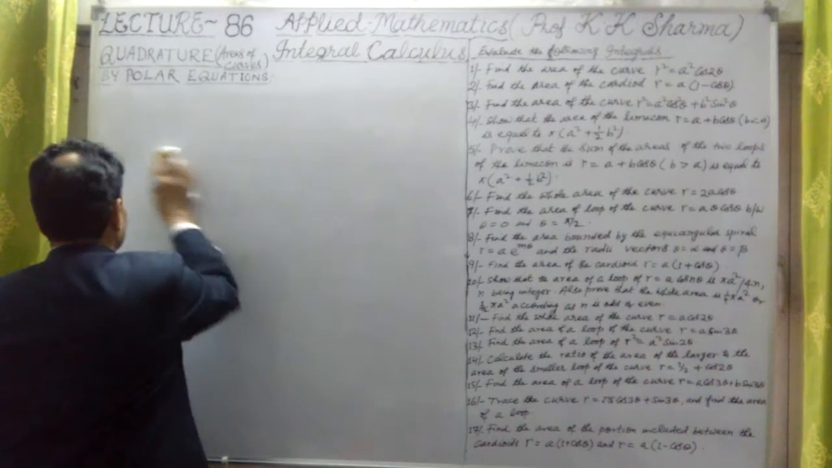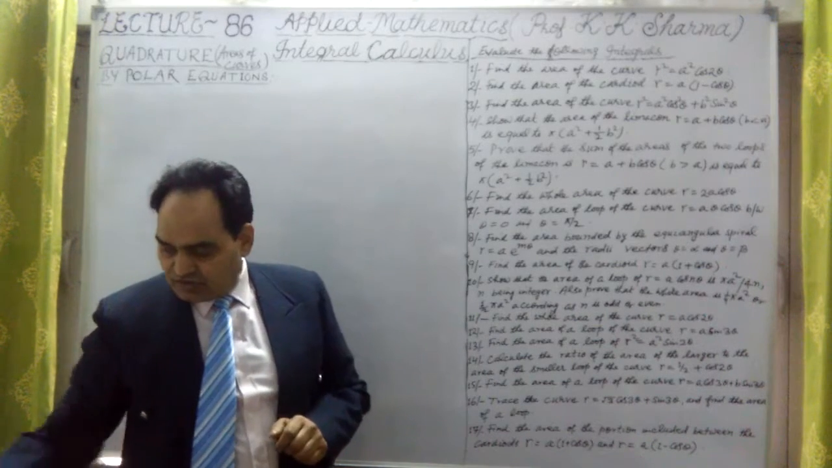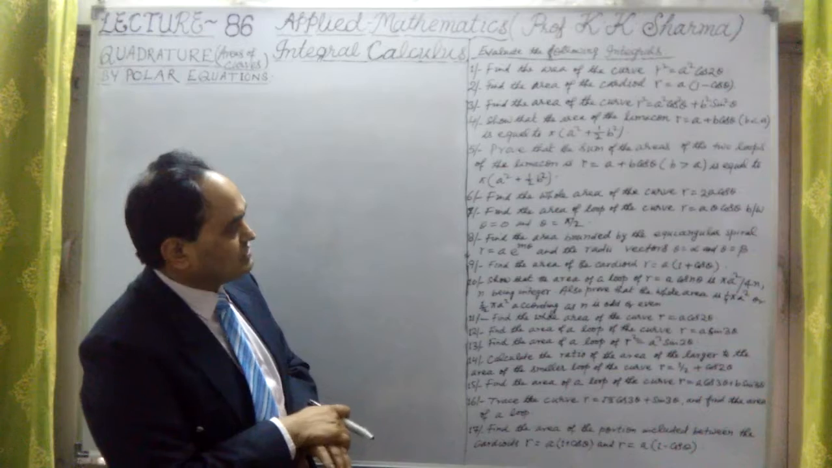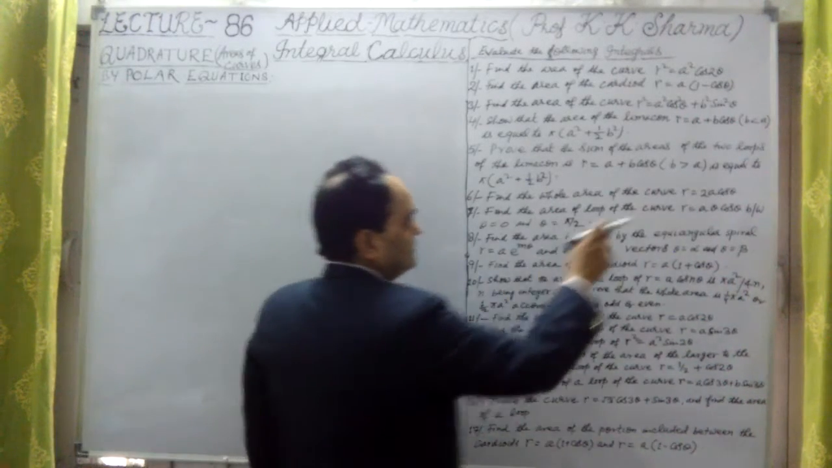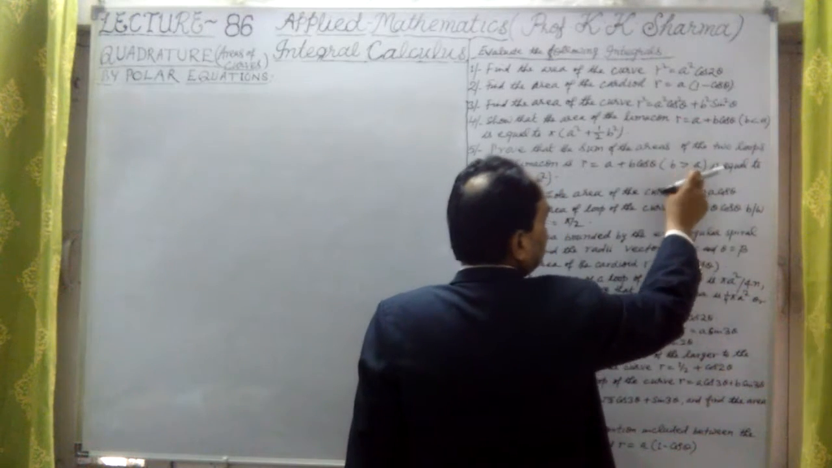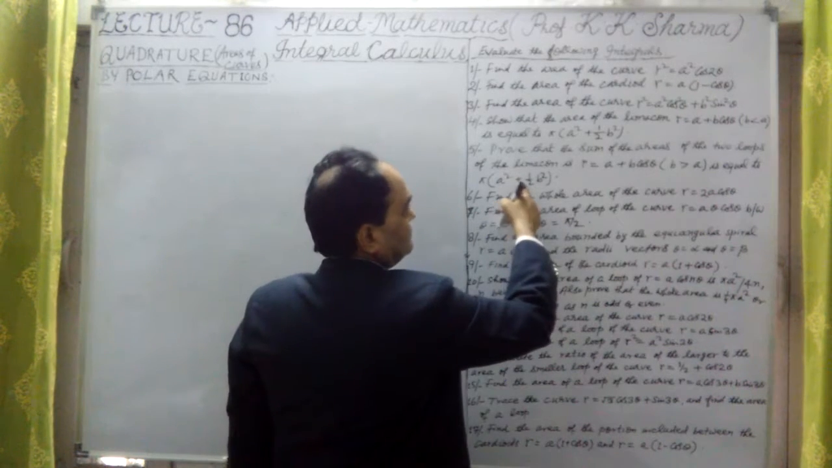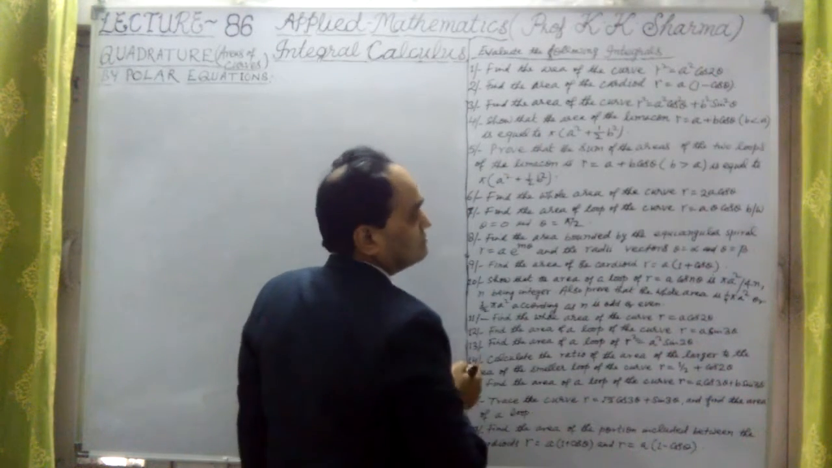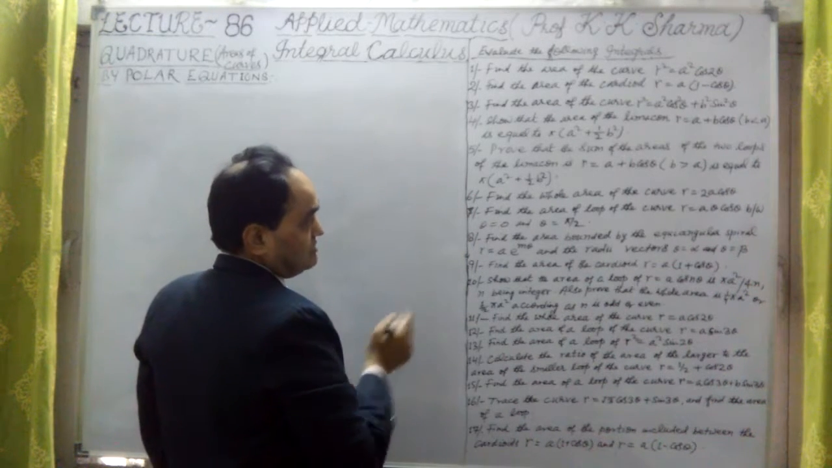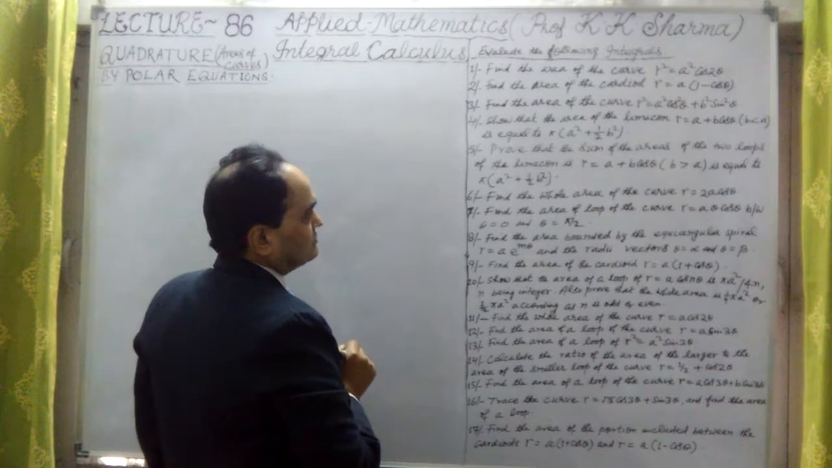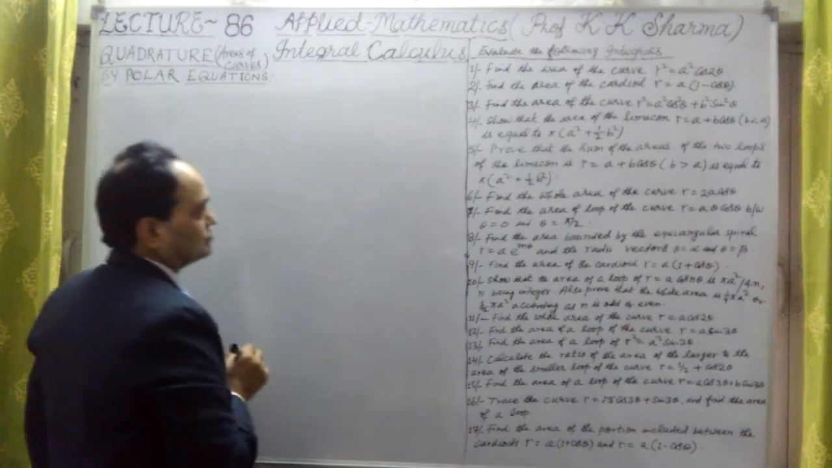Now, the second case is if A is the same. The question says the limaçon is of a different kind of shape. But here, it says B is greater than A. That means A minus B will be negative. A is smaller than B here. But the answer is the same, because the answer here also is pi into A square plus half B square. Here also, the answer is the same, but the shape will be different. We have proved that the sum of the areas of the two loops of the limaçon is this.